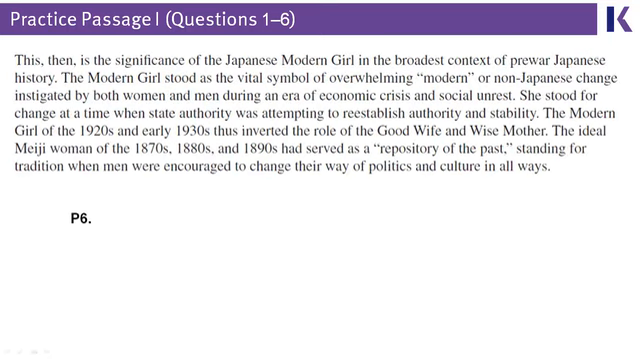Finally, we are to the last paragraph. We're seeing that the modern girl stood for this change instigated by actually both men and women during an era of this economic crisis, this social unrest. There's these details about the different types of social unrest that were going on. We're seeing there's inversions of capitalized words like the good wife and the wise mother that the modern girl is representing. We're seeing here that traditional womanhood has become kind of a repository of the past, and all of this wraps up in the modern girl. So we can say something along the lines of that the modern girl, or MG, we're abbreviating it here, stood for change. Change in society, change in women's behavior.